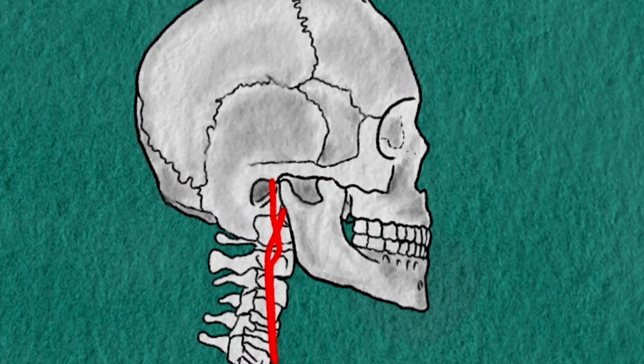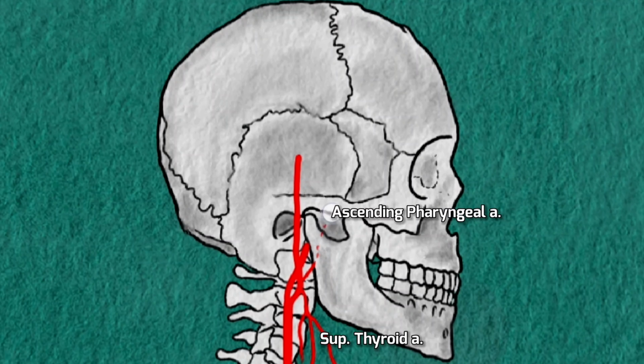Let's see the branches of the external carotid artery. There are 8 branches from the external carotid artery. You need to remember them, but don't worry, we have a helpful mnemonic to help you to remember them. The first branch from the external carotid artery is the superior thyroid artery, followed by the ascending pharyngeal artery. Next we have the lingual artery, which supplies the tongue. The facial artery, which supplies the lower part of your face.